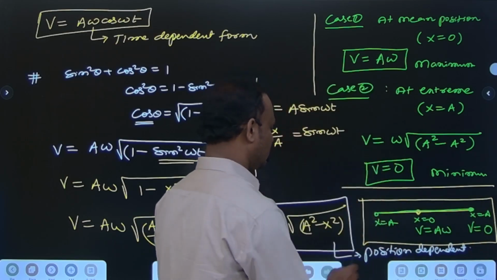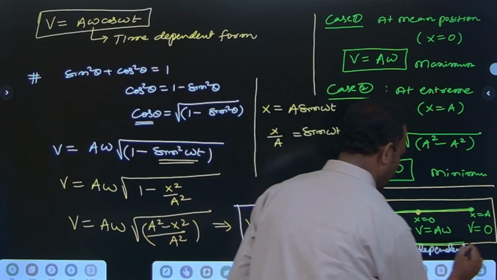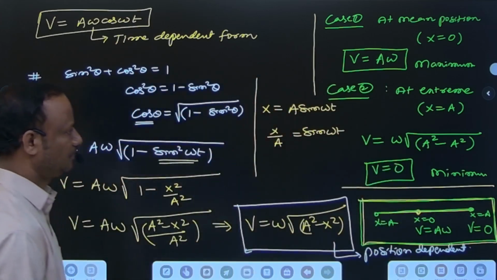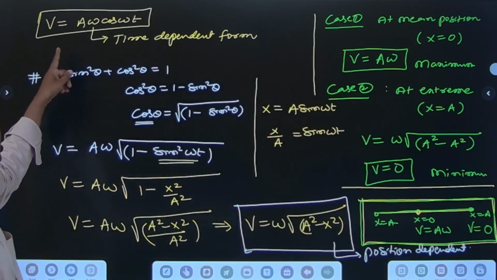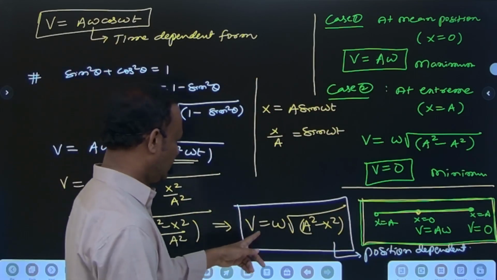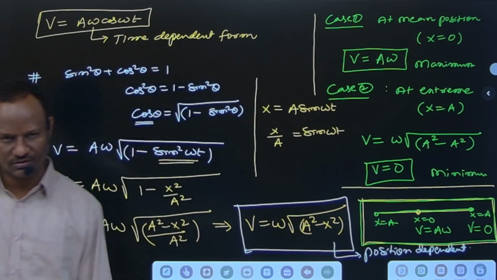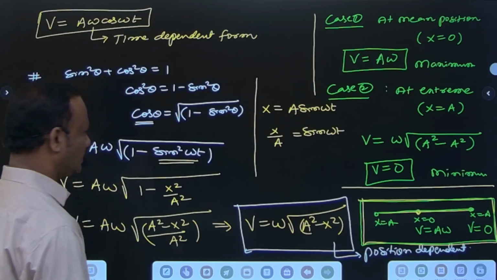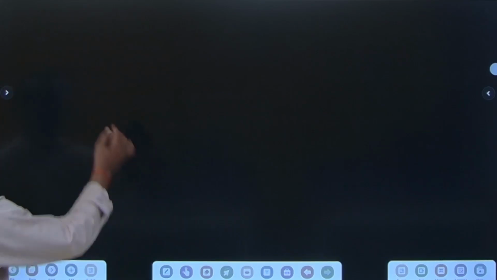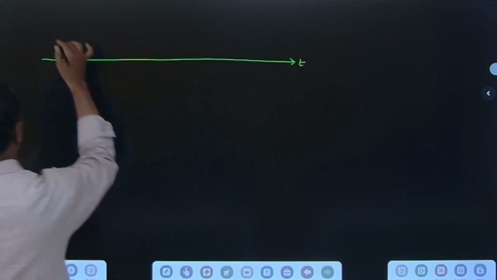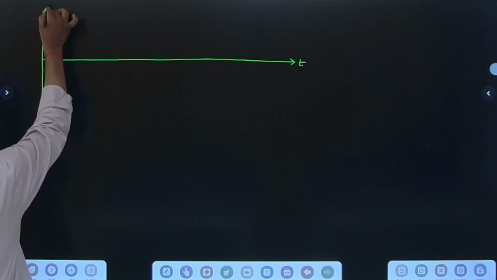So the particle at the mean position and extreme position, these are the velocity components. The time dependent function is V equal to A omega cos omega t, and position dependent is V equal to omega under root of A square minus x square. Okay. So now I want to represent a graphical presentation on this. Same as this, velocity.